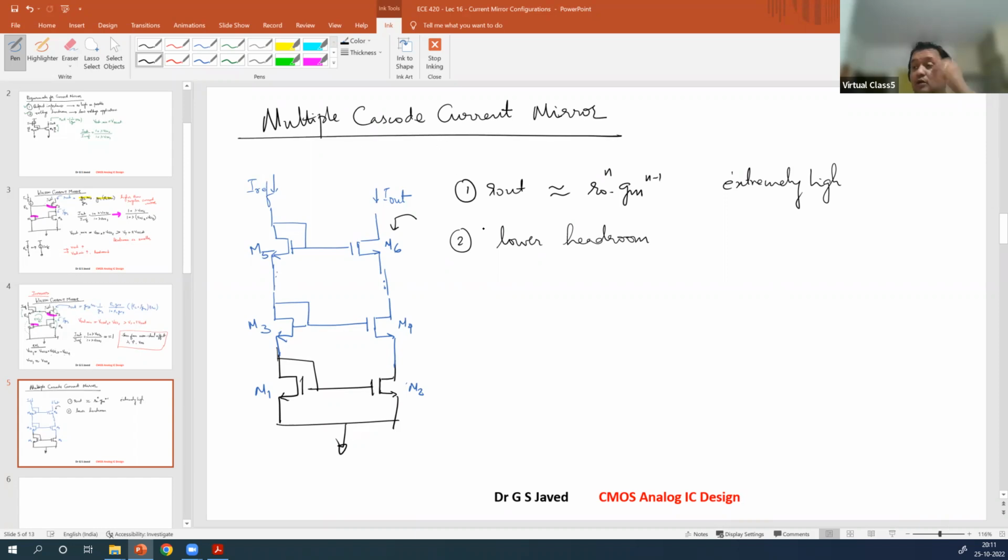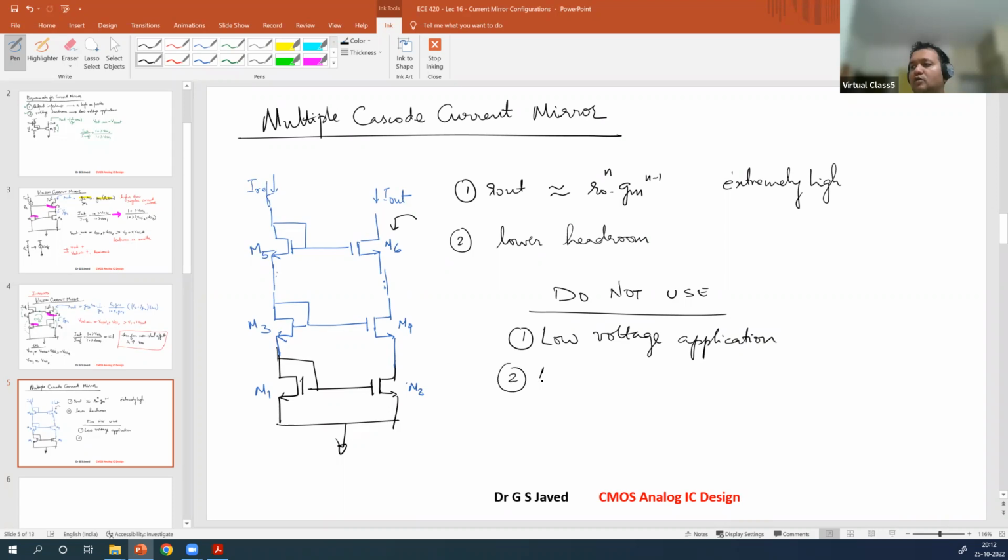Now this is definitely not to be used for the following circuits. One would be low voltage applications. And since these are there, this is also not suitable for low noise applications. So you will not use this configuration of the current mirror in these two, and it is not recommended. Low noise, you could also call it low power also. So low noise or low power applications would not be suitable for this one.